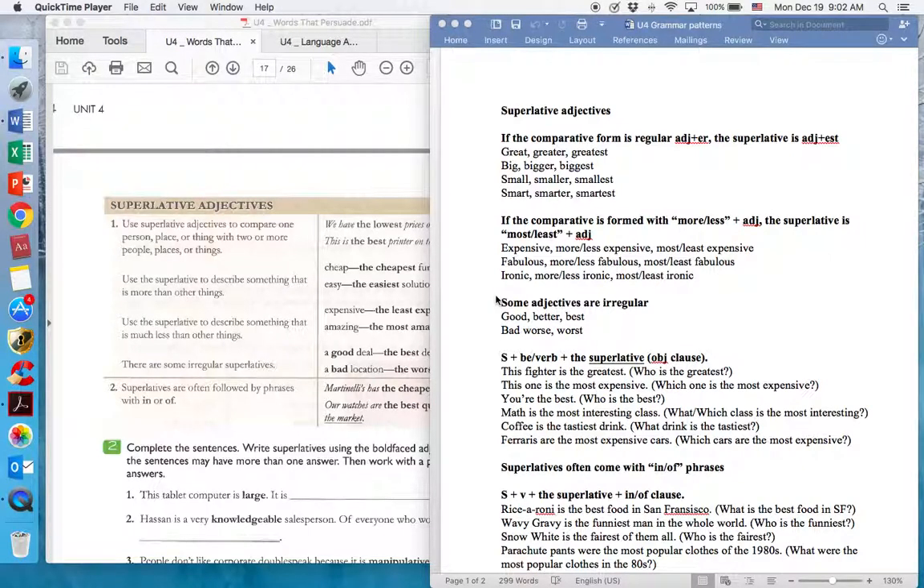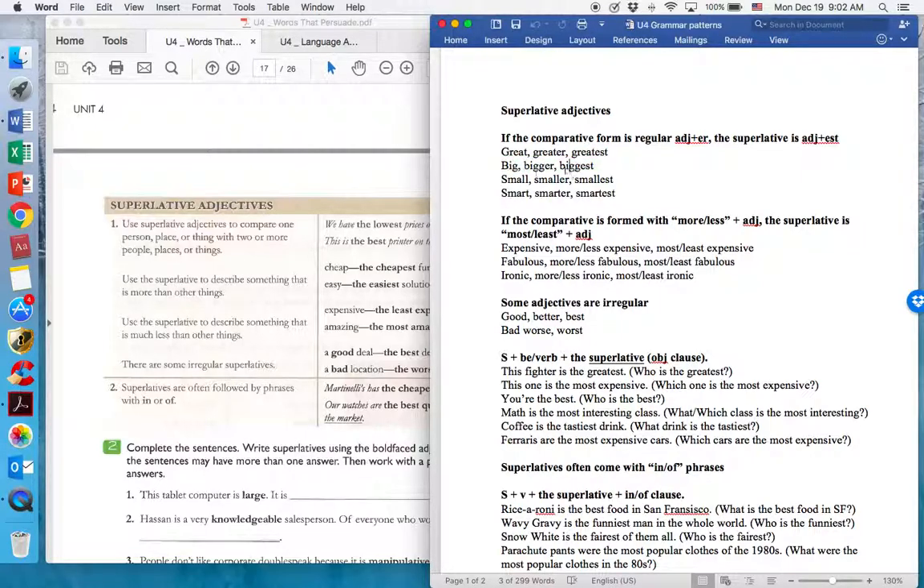Superlative adjectives are used to compare three or more things. We've done comparative adjectives before. I have a couple examples of irregular ones here. Great, greater, greatest. Something is great, that's an adjective, it describes a person, place, or thing. Something that's greater is a little bit more great than whatever the great thing is, and the thing that is the greatest is more great than the other two. Most of us are familiar with these.